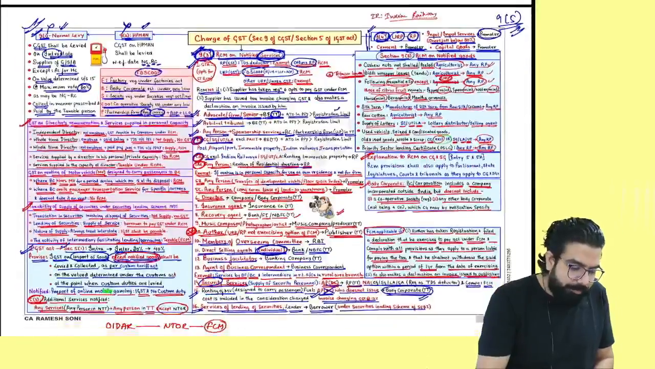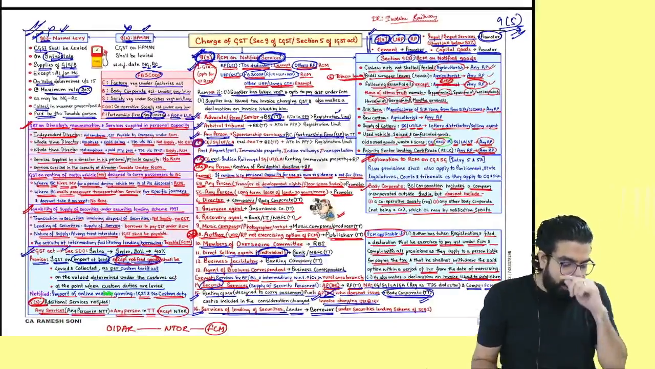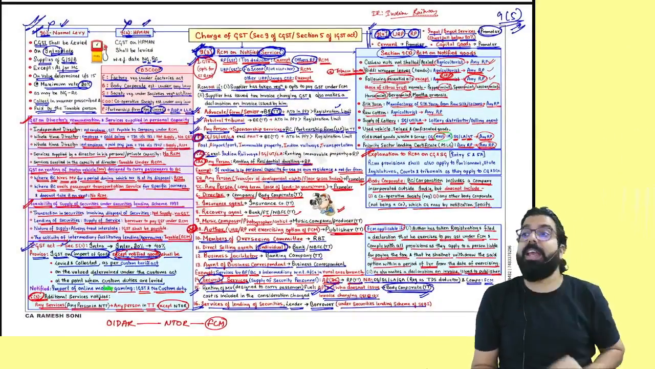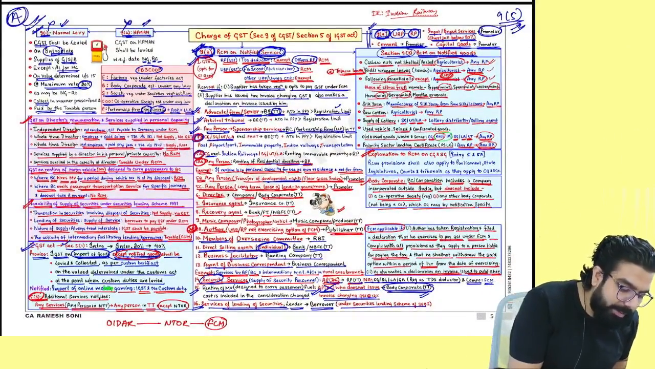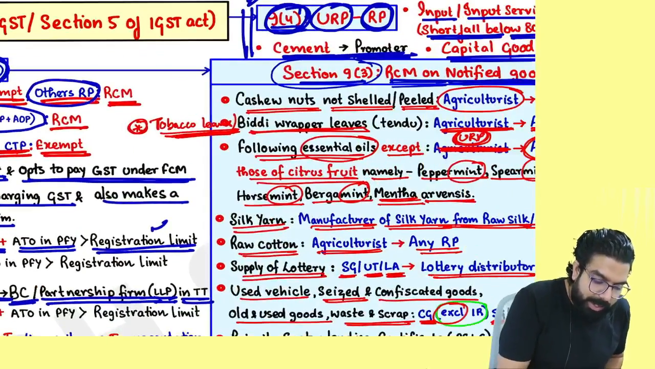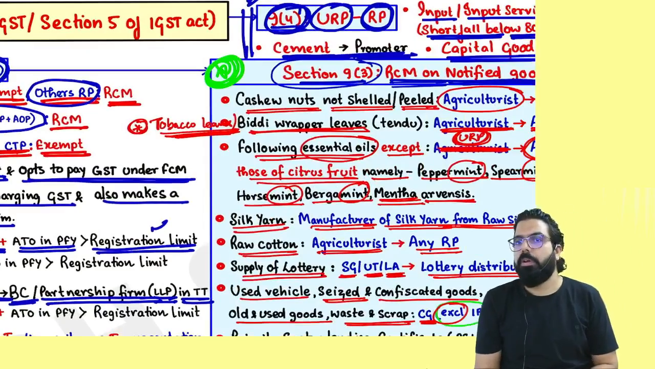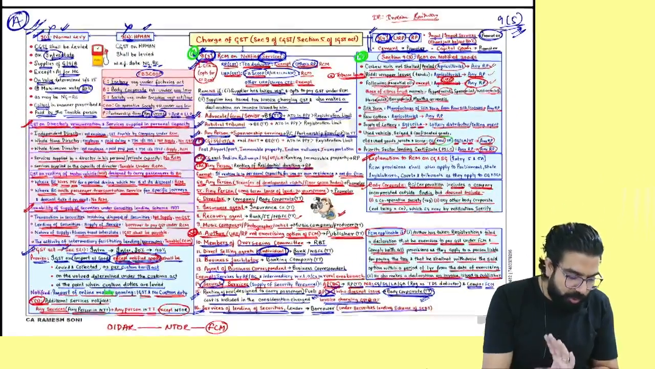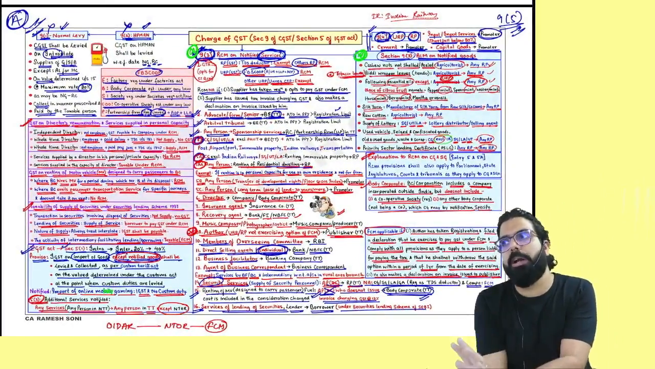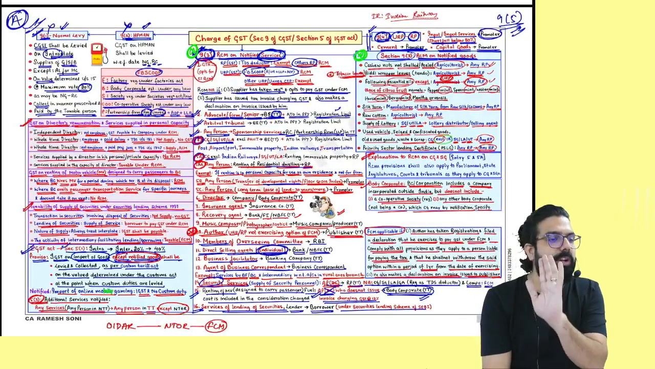Done, everyone? I'll do one thing. I'll close my revision on the chapter of charge of GST, an A-graded chapter, everyone. An A-graded chapter. Section number 9(3) and 9(3) for services, very, very important. I will not give any choice in this chapter. Why, sir? Because section number 9(3) is the only important part. Anything can come. Please don't leave and go.